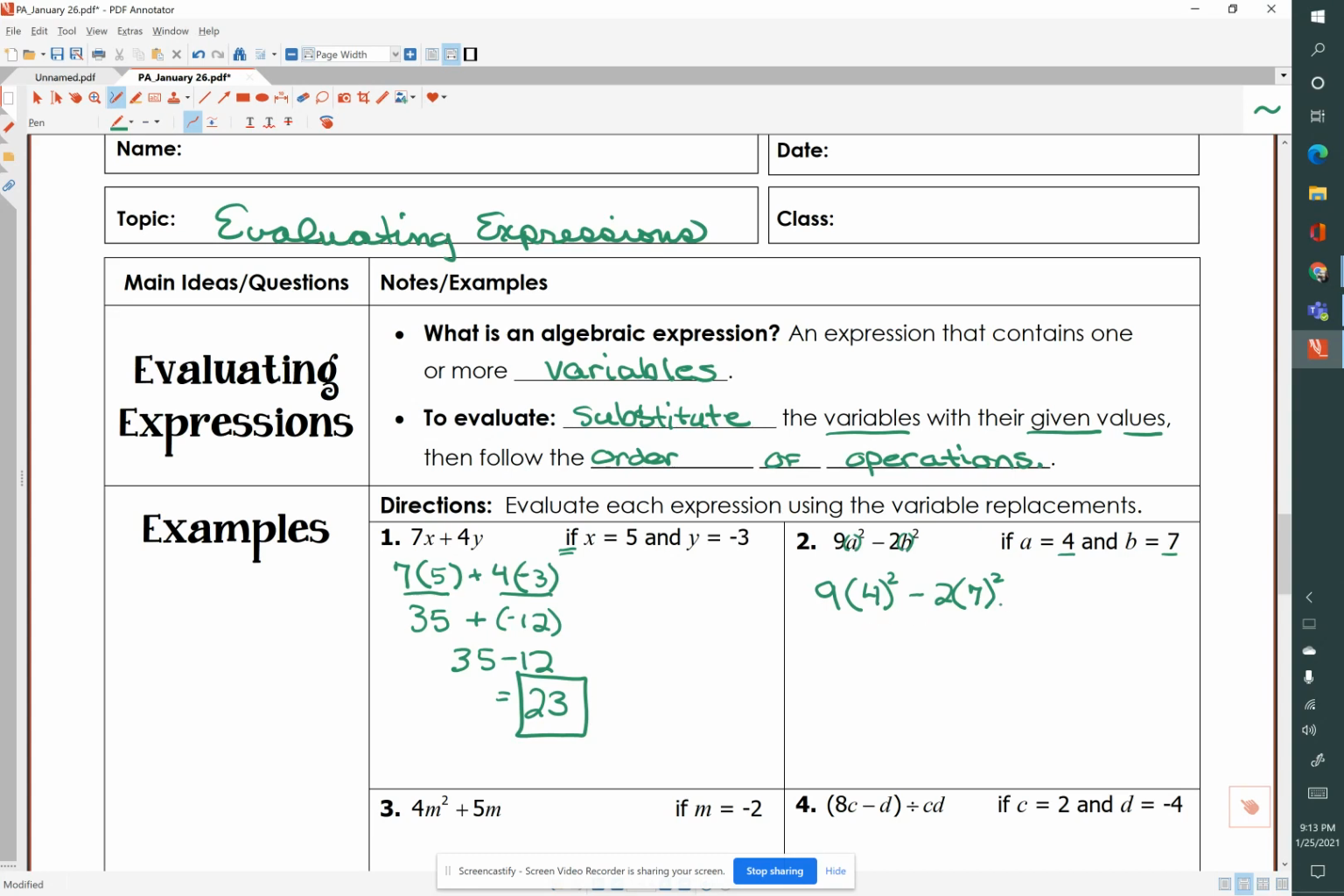So grouping symbols, we don't have multiple terms inside the grouping symbol, but we do have exponents. So what is 4 squared? 4 squared is 4 times 4, which is 16, minus 2 times 7 squared, which is 49. Now let's take care of the multiplication here. 9 times 16 is 144. 2 times 49 is 98. 144 minus 98 is 46.